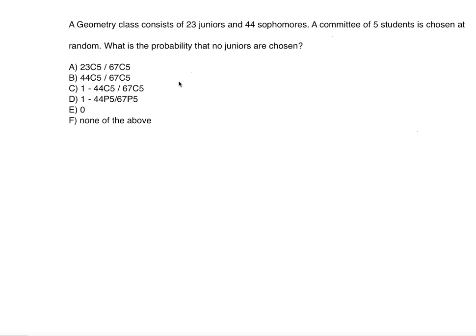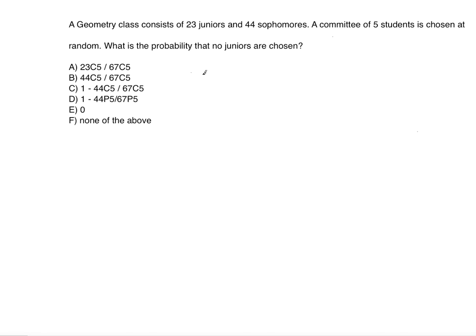Geometry class consists of 23 juniors and 44 sophomores. A committee of 5 students is chosen at random. What is the probability that no juniors are chosen? So here, this is a probability problem involving combinations. Okay. So let's see how we're gonna use that.